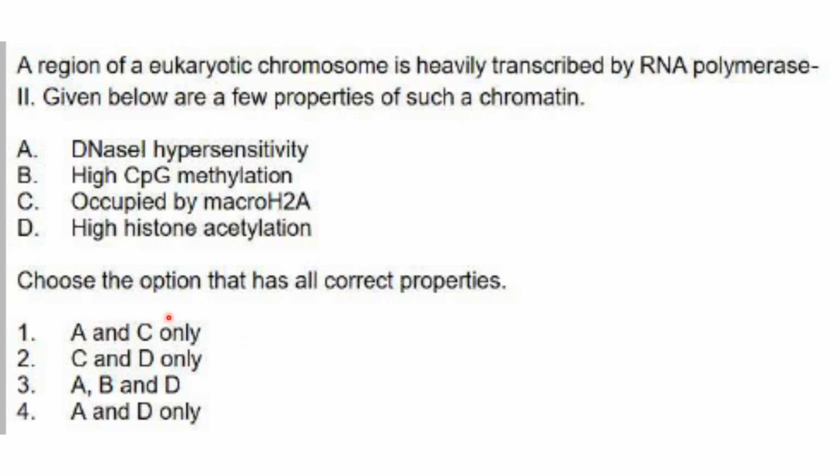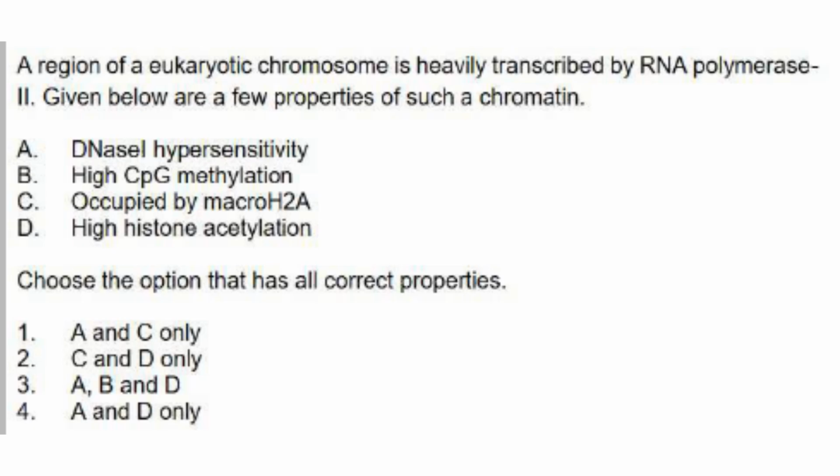A region of a eukaryotic chromosome is heavily transcribed by RNA polymerase II. Given below are a few properties of such a chromatin. DNase 1 hypersensitivity. Yes, a DNase 1 hypersensitive region is a region of the chromatin that is sensitive to cleavage by DNase 1, and this is functionally related to an increase in transcriptional activity.